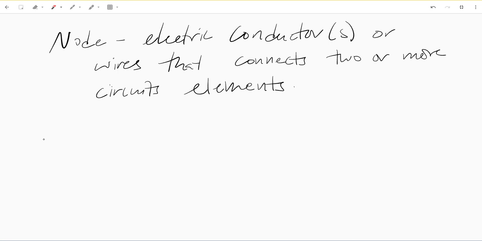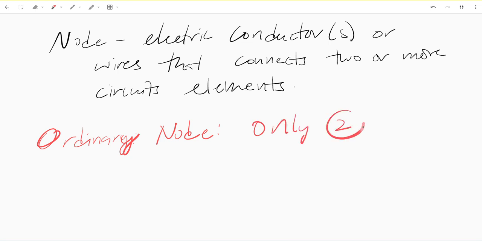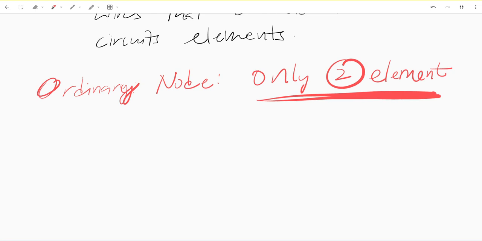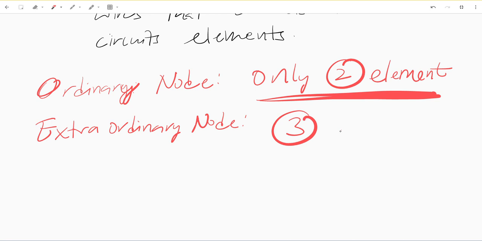We have something called an ordinary node, and this only has two elements. And this is extremely important when you're doing circuit analysis. And you also have what we consider an extraordinary node, which has three or more elements.